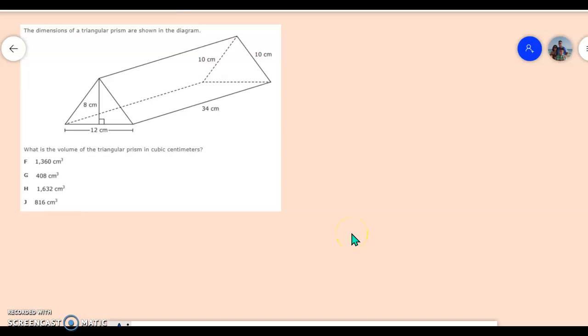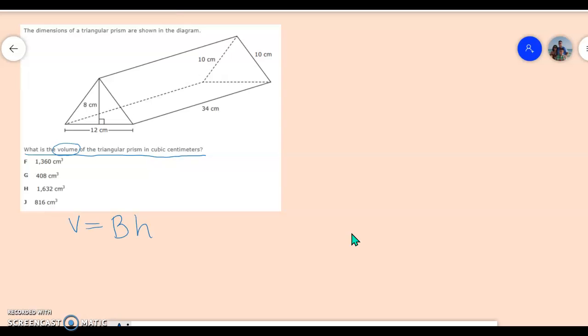Something that you can always do to help yourself is just to underline the question and then go up there and start picking out the important information that you need. What's really important to me is that I know that I'm finding the volume. So what I would do on my paper is I would simply write out the formula for finding the volume of any prism. So that's what I'm going to start with: volume is the area of the base times the height of the prism.